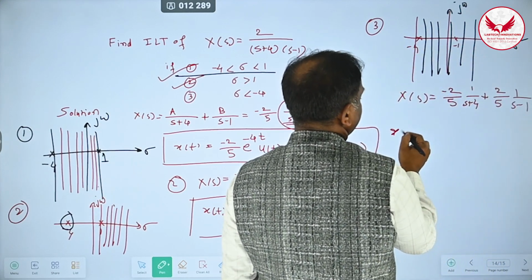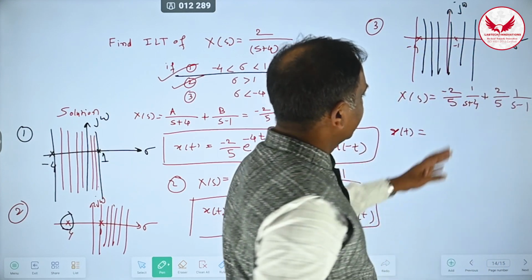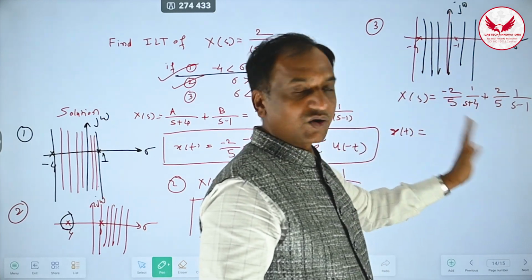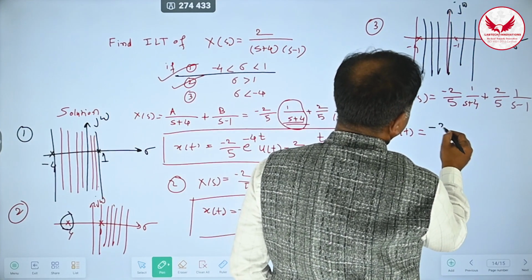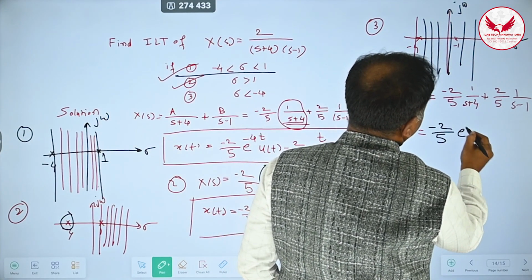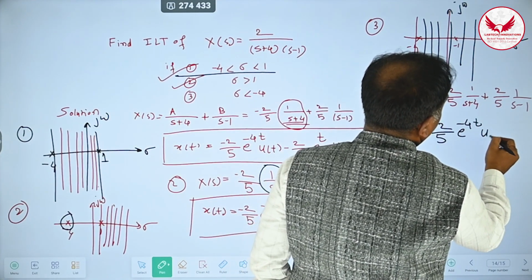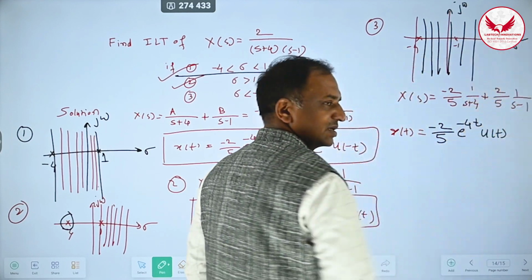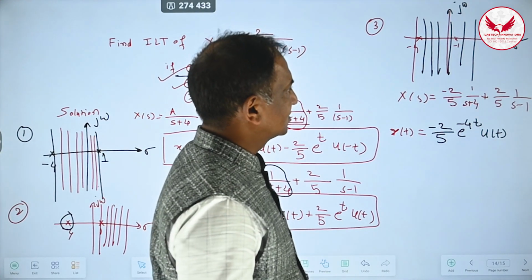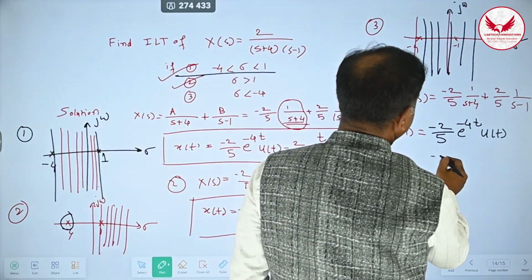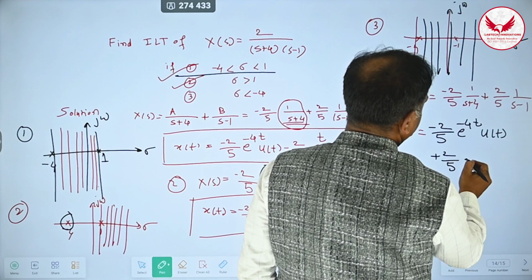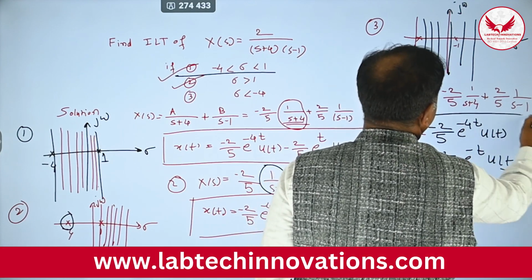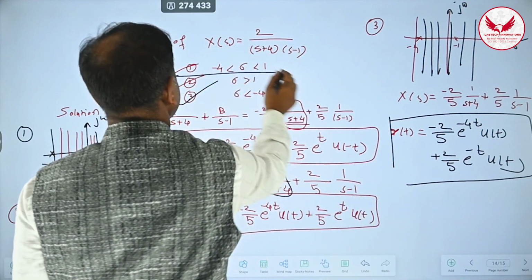Now x of t: for s plus 4, the ROC is to the right-hand side, which means the signal is causal. So you can write minus 2/5 into e raised to minus 4t into u of t. And for the other pole, the ROC is also to the right-hand side, so that signal is also causal. So you can write plus 2/5 e raised to minus t into u of t. So this is the bilateral inverse Laplace transform for the third problem.